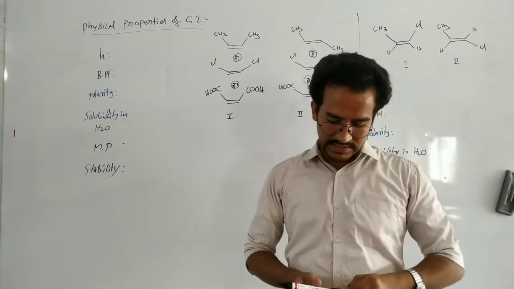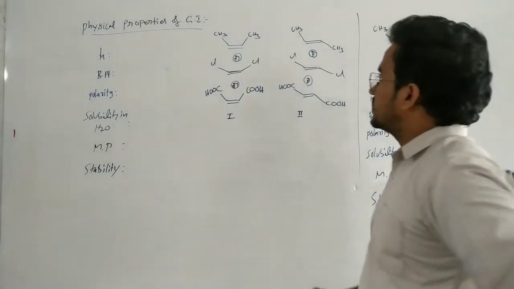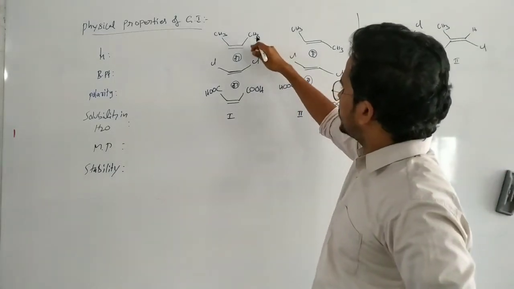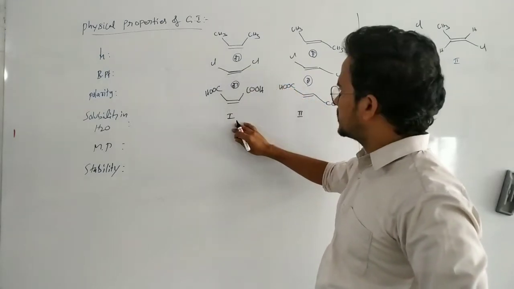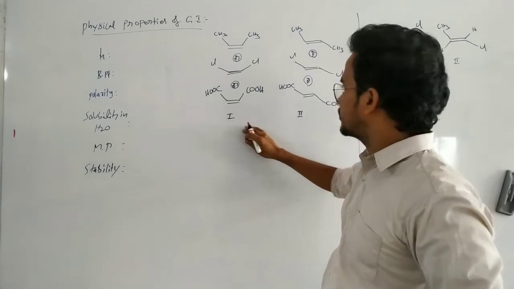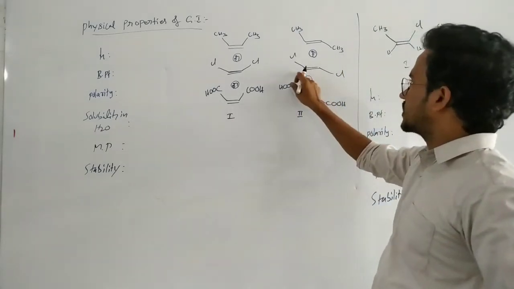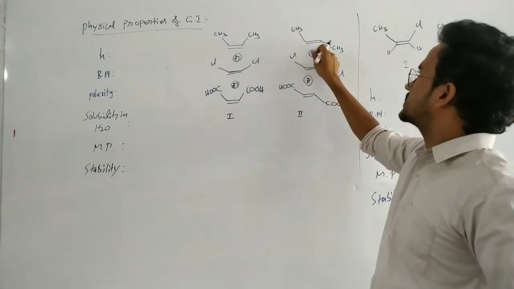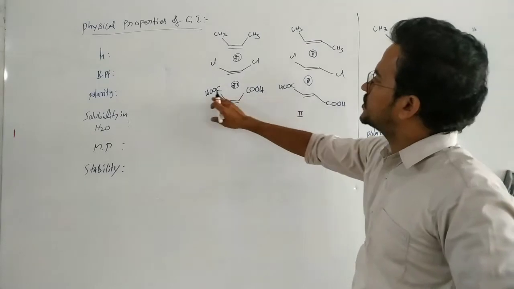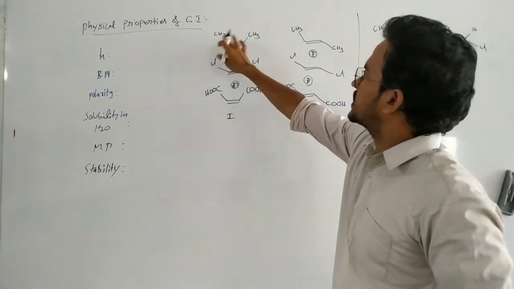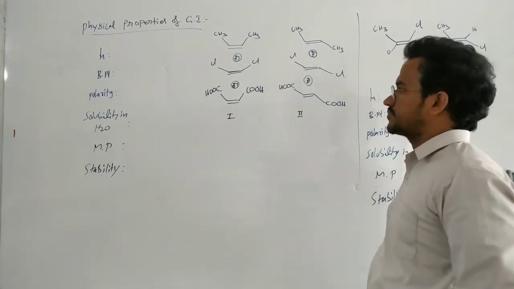Cis and trans. Here you can see cis 2-butene, cis 1,2-dichloroethene, and maleic acid, which are cis isomers. And the trans isomers: fumaric acid, trans 1,2-dichloroethene, and trans 2-butene. Here in this case, the groups which are attached to the double bond are the same: methyl, methyl, chlorine, chlorine, and COOH, COOH.